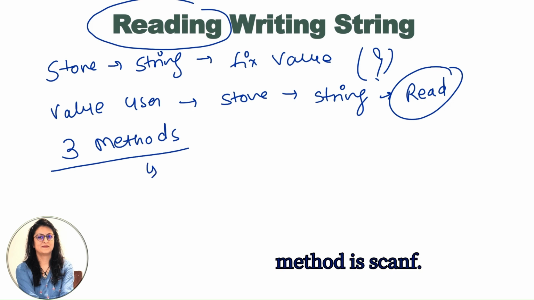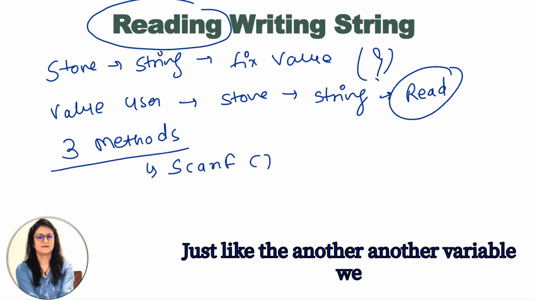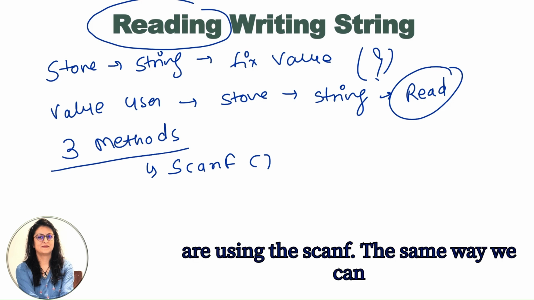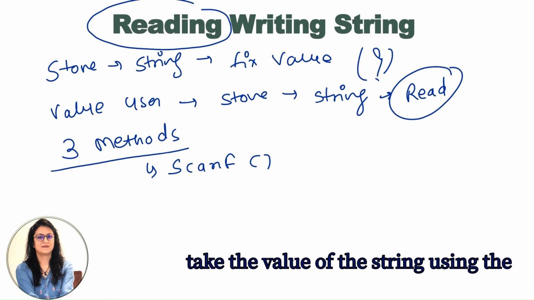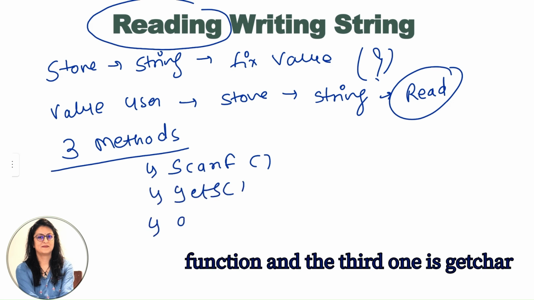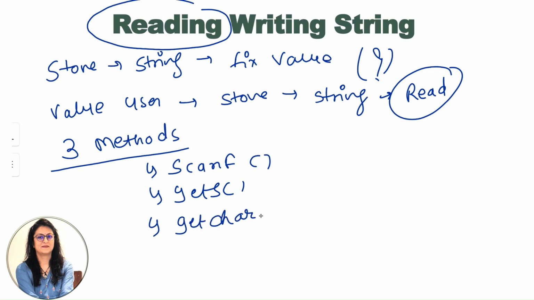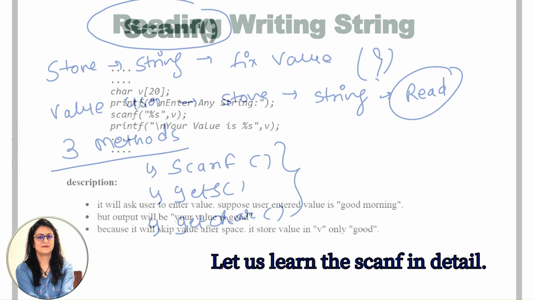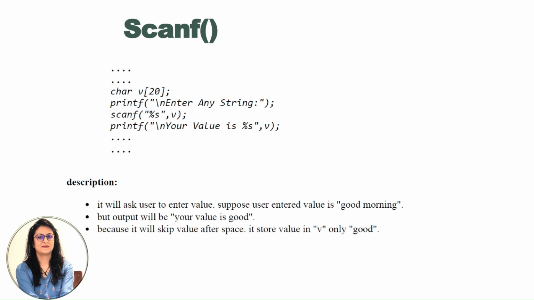The first method is scanf. Just like with other variables, we are using scanf. The same way, we can take the value of the string using scanf. The second one is the gets function, and the third one is the getchar function. Let us learn scanf in detail.